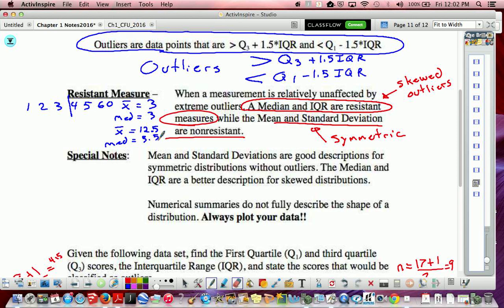Notice how the mean drastically changed when I threw in this one outlier point. But did the median change much? No. Same thing happens with the standard deviation. It's going to change drastically because 60 minus 3 is 57, now you're going to square it and add it into that piece. It's going to cause standard deviation to get much bigger. But your interquartile range is not going to change very much. Your middle Q3 and Q1 are still going to stay low. So that's what it means, and that's the key piece with resistant measure.